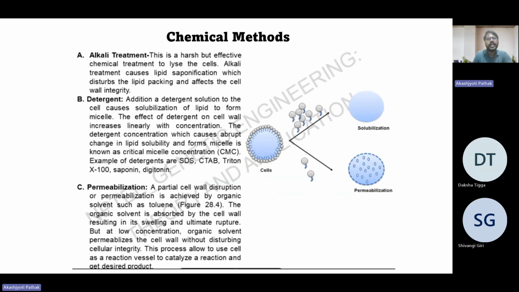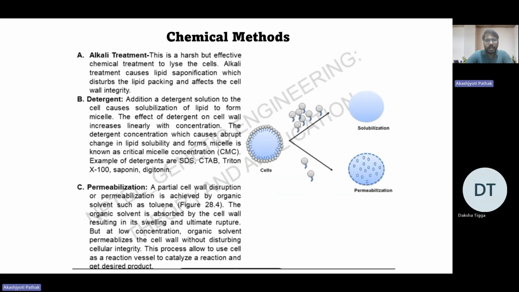Okay, then there are different chemical methods. These things are not very difficult to understand, isn't it? So what are the different physical methods that we learn? One is thermolysis, second is osmotic shock, and third is sonication. Now in chemical methods, alkali treatment is a harsh but effective chemical treatment to lyse the cell. All these different methods depend on the type of cell that you want to lyse. Alkali treatment causes lipid saponification, which disturbs the lipid packing and affects the cell wall integrity.